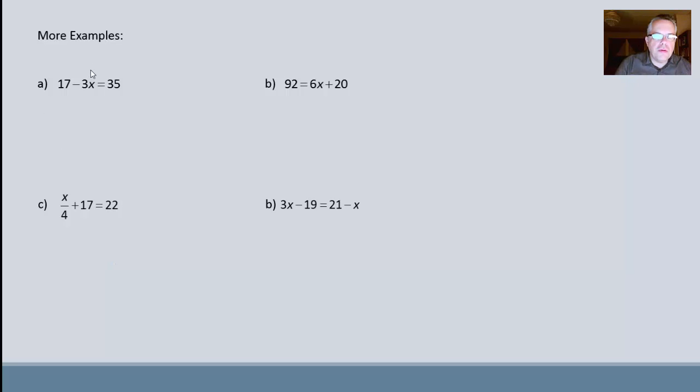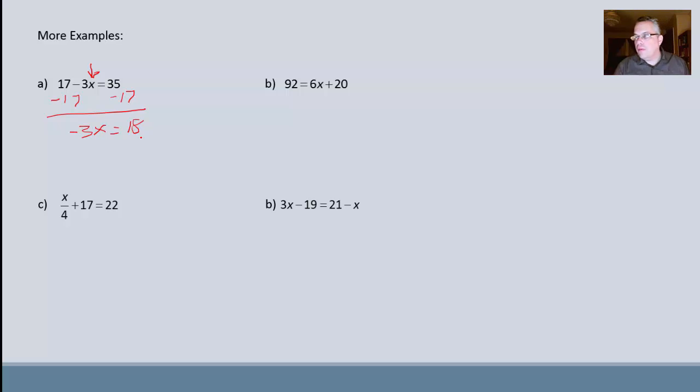So remember, the goal is to get x by itself. Here we go. Focus on x. We want to get rid of everything else. So we want to get rid of the 17. We're going to subtract 17 from both sides. And I'm left with negative 3x equals 18.